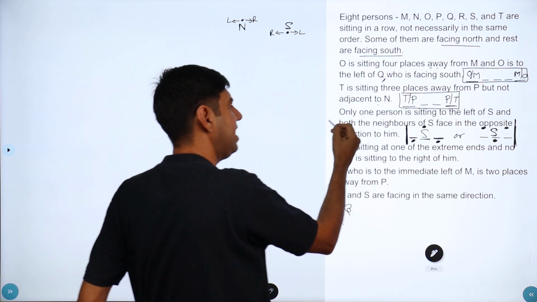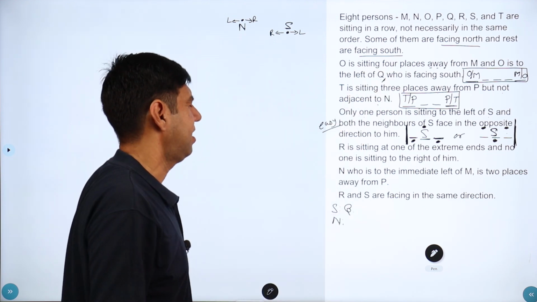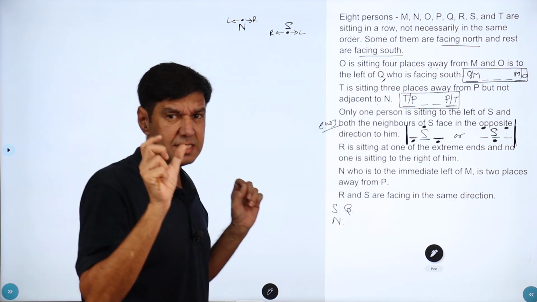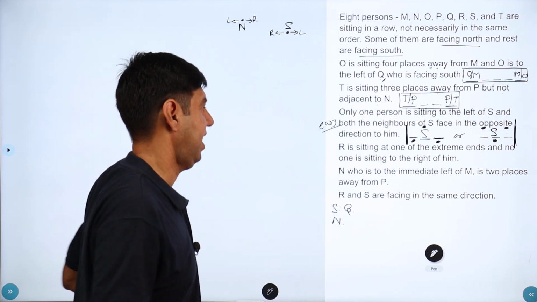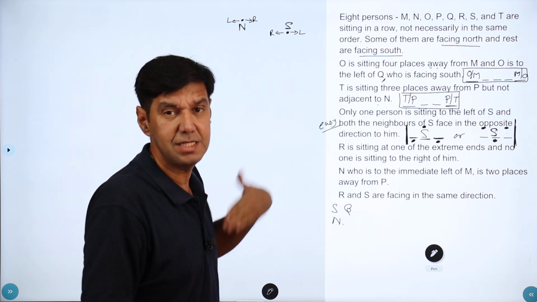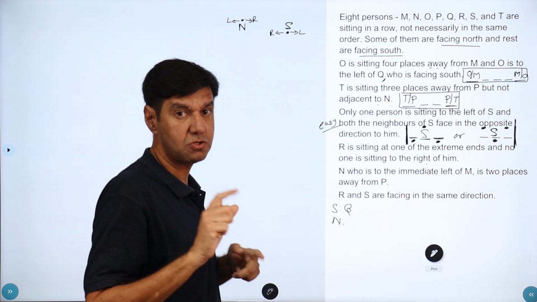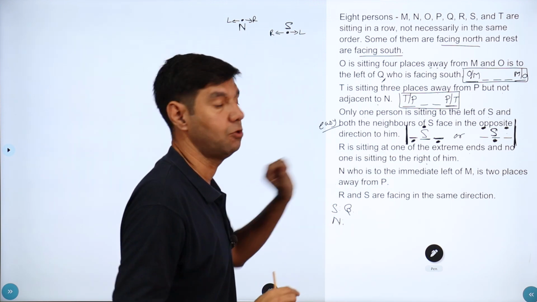Okay, so this is an easy clue. I'll call it an easy clue. These are also not very difficult till now, but okay, I'm saying it's a good start. R is sitting at one of the extreme ends. Again, this is an even easier clue than that, at one of the ends. And no one is sitting to the right of him. Oh, so that gives me the direction of R also.